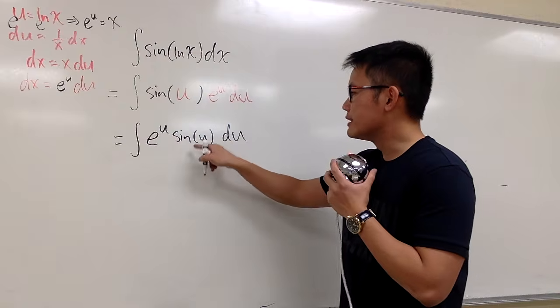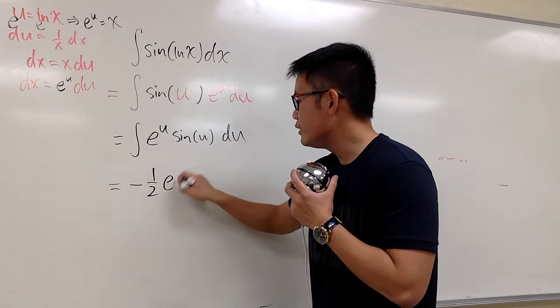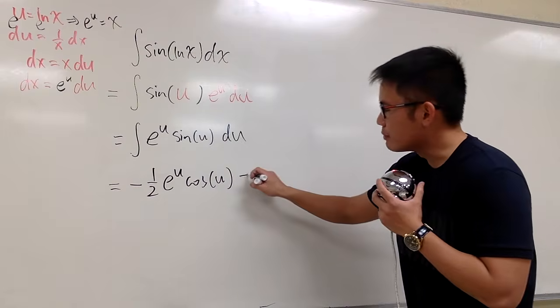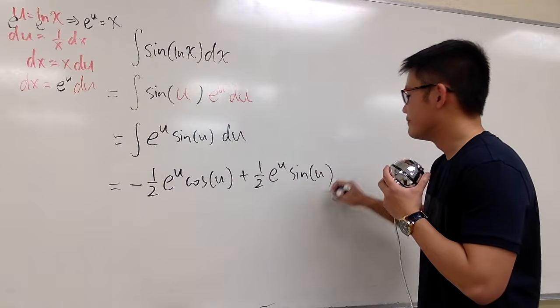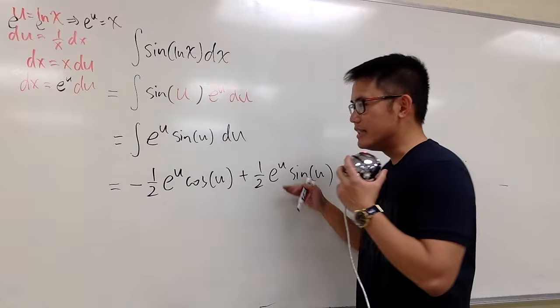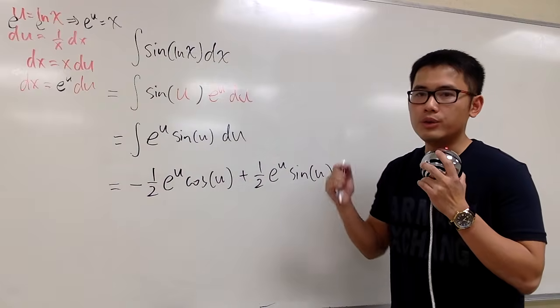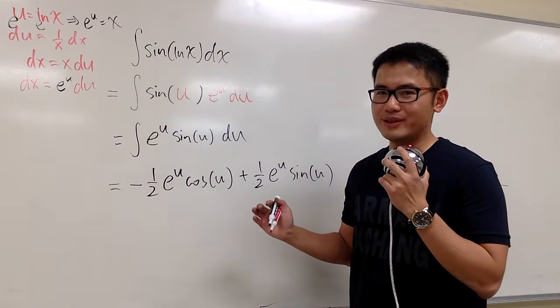Integrating e to the u sine u du, we will end up with negative 1/2 e to the u cosine u, and then plus 1/2 e to the u sine u. Okay? But we are not done yet, even though this is the answer for that, because this expression is still in the u world. We have to take it back into the reality x world, right?